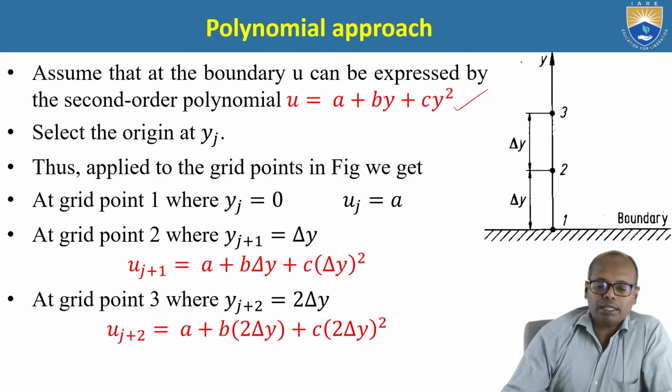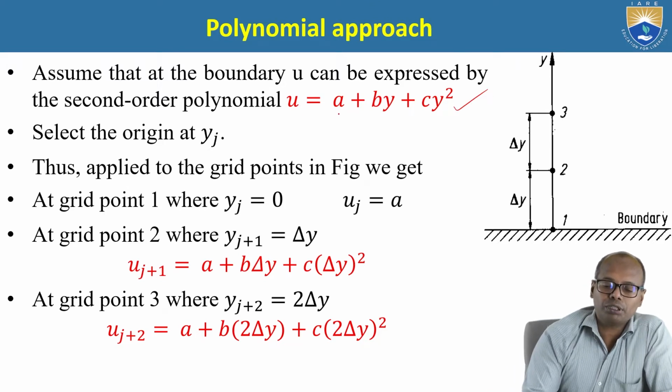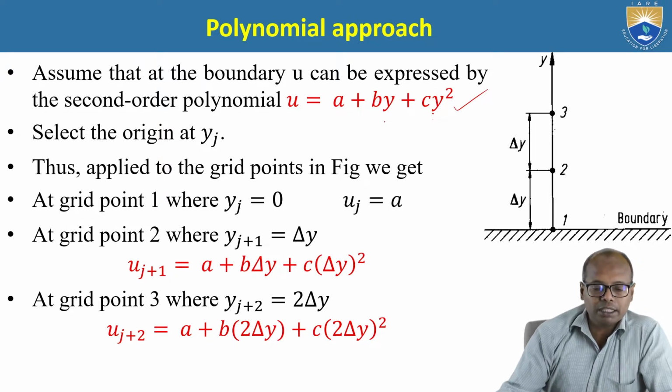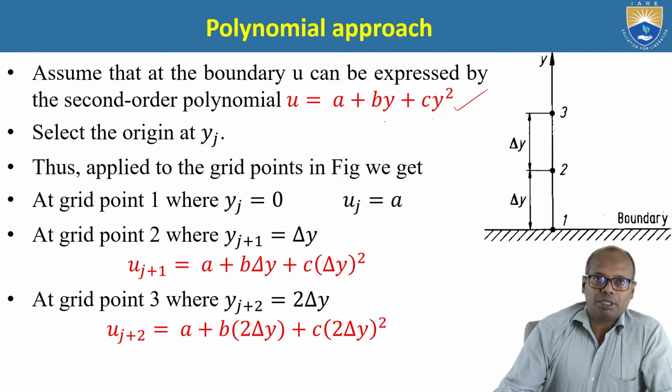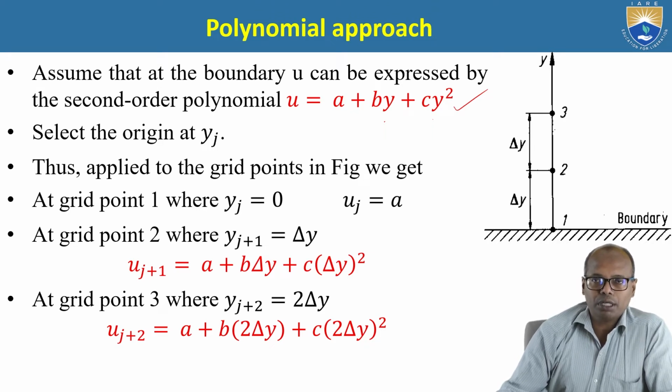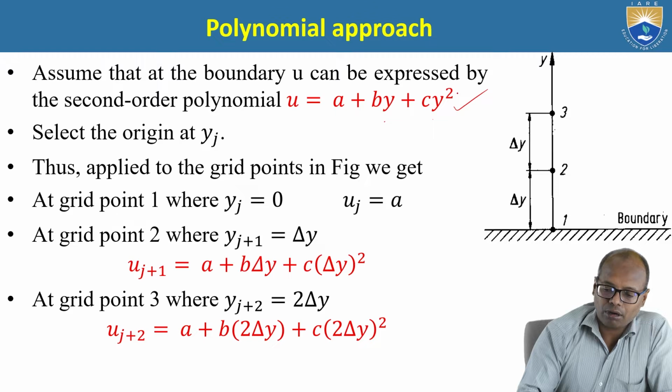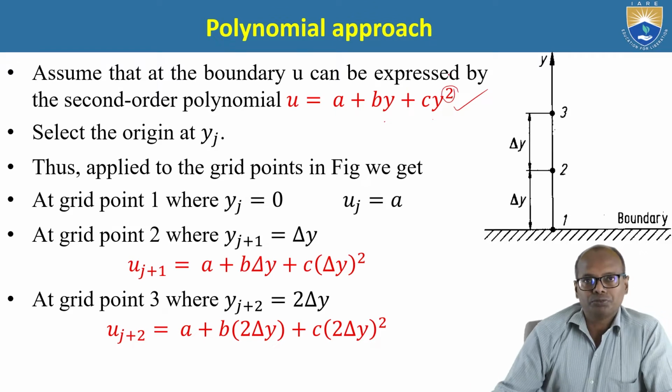Now consider an example: u is equal to a plus b y plus c y square. This is a second order polynomial. Why is it called a second order polynomial? Because the order of the equation is 2, so we are calling it a second order polynomial.